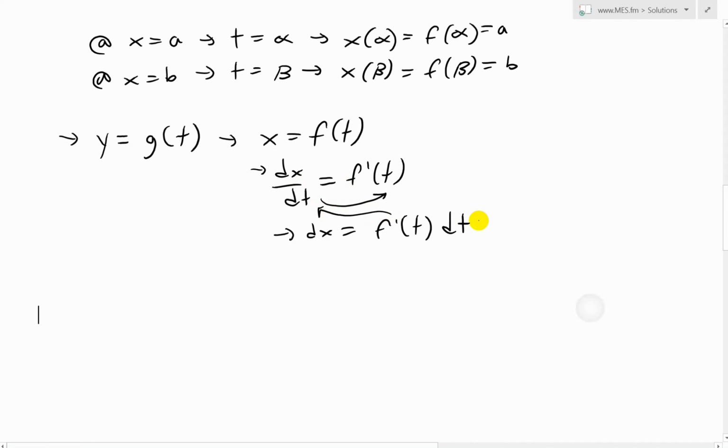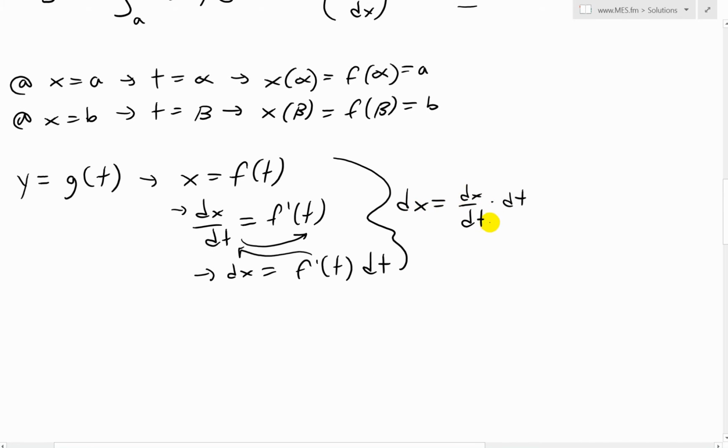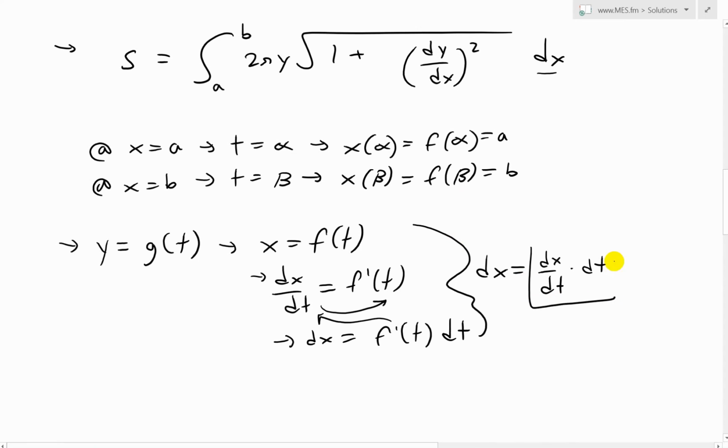Put this all combined, dx is equal to f prime of t, which is just dx over dt, and then multiplied by dt. And we could solve this just by multiplying dx by dt over dt. And so now what we end up having is the derivative of x times dt. And this right here, we could throw that in there. And this is useful because we can multiply this dx over dt inside the square root. And we'll show you how that works.